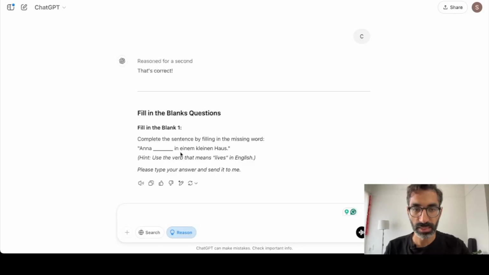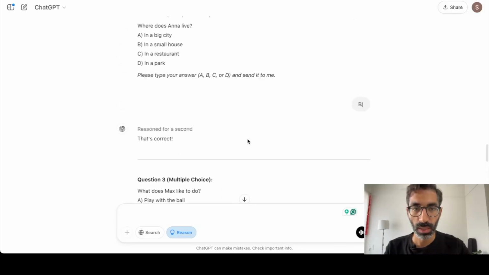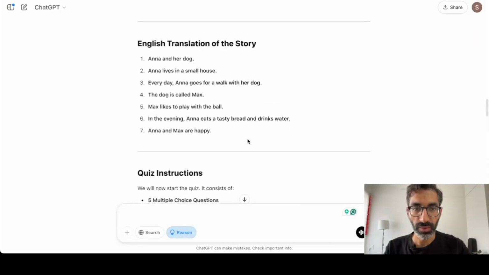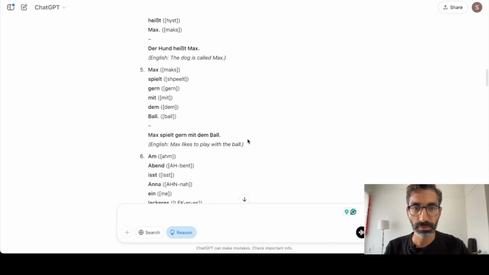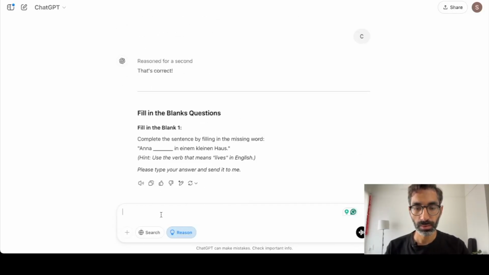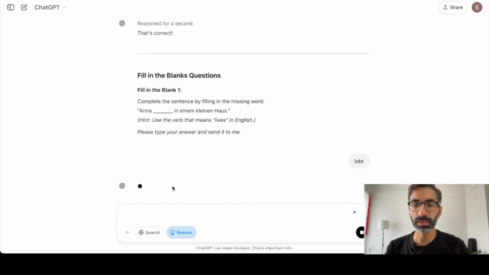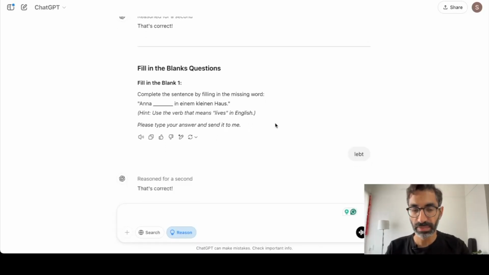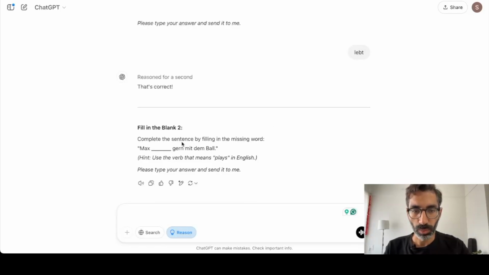So Anna dash in einem kleinen Haus. Let's see where I can find this. Anna lebt in einem kleinen Haus. So lives is called lebt. Okay, so I'm going to type my answer and send it to ChatGPT and see if this is correct. That's absolutely correct. There's one more question.